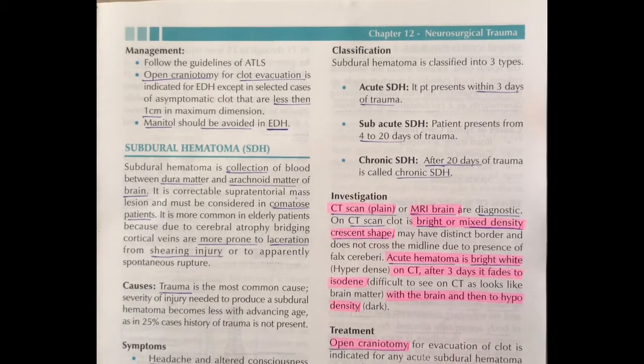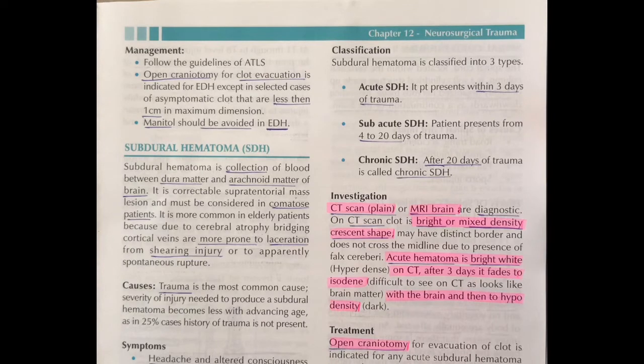Now, what are the indications for this open craniotomy? We perform open craniotomy in selected cases of asymptomatic clot that are less than 1 centimeter in maximum dimension. Here is a point to remember: we do not give mannitol in case of extradural hematoma, because mannitol is used to reduce the intracranial pressure, and as in hematoma the intracranial pressure is already reduced, we do not use mannitol here.